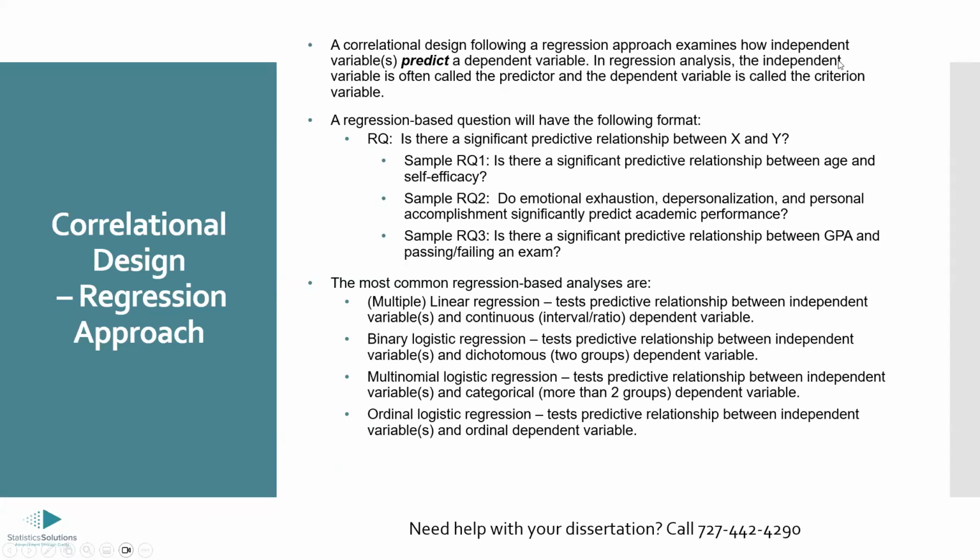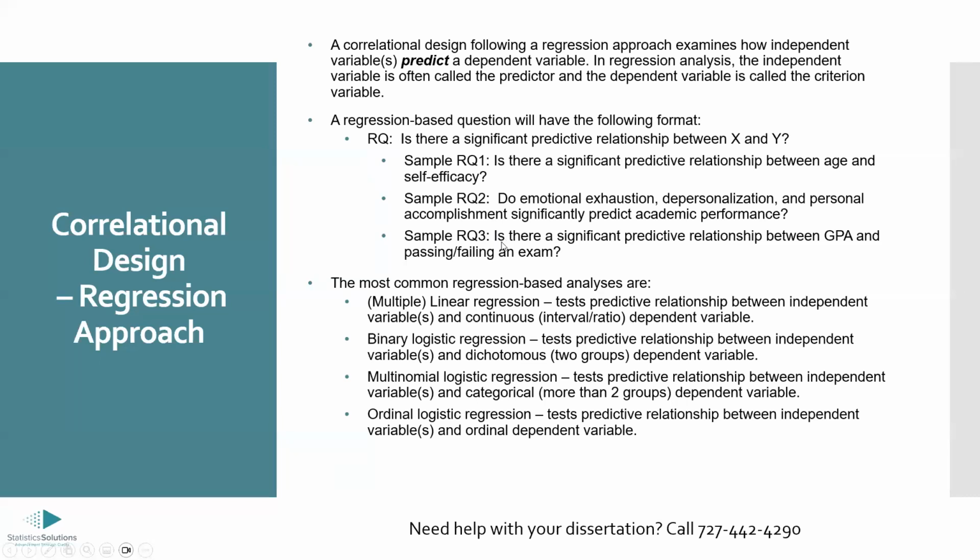The terminology kind of changes here. You can see it called a predictor variable for the independent and a criterion variable for the dependent. And the phrasing of the questions is very similar. All we're adding is the predictive word in here. So, is there a significant predictive relationship between X and Y? And we have 3 examples here.